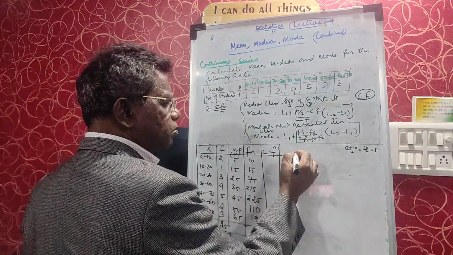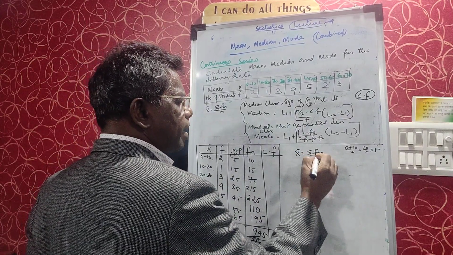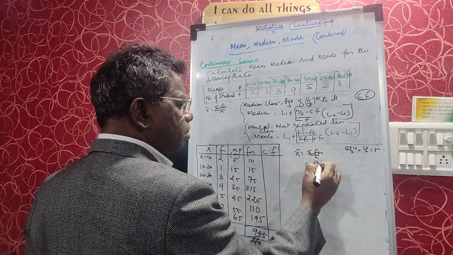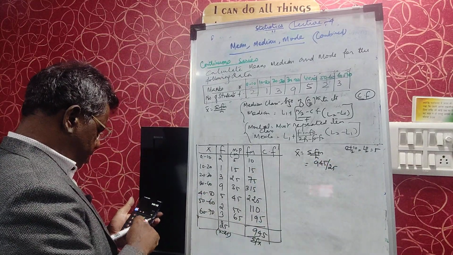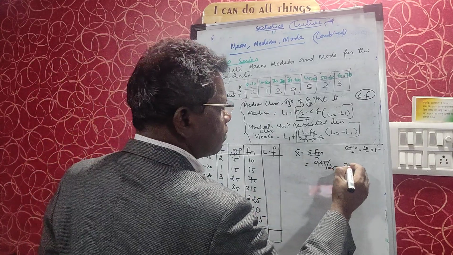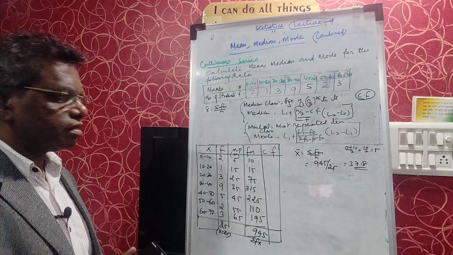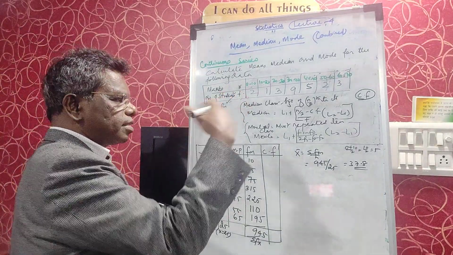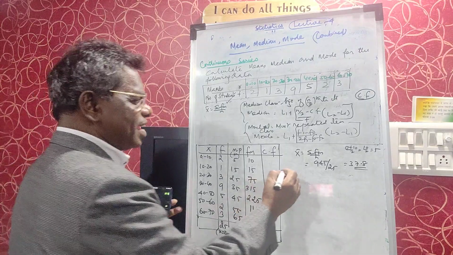So with this you can find the arithmetic mean. Arithmetic mean, x bar, is equal to sigma fm upon n, that is 945 divided by 25, which is equal to 37.8. So the arithmetic mean is over. We don't need to worry about it anymore, it is already done. Right?